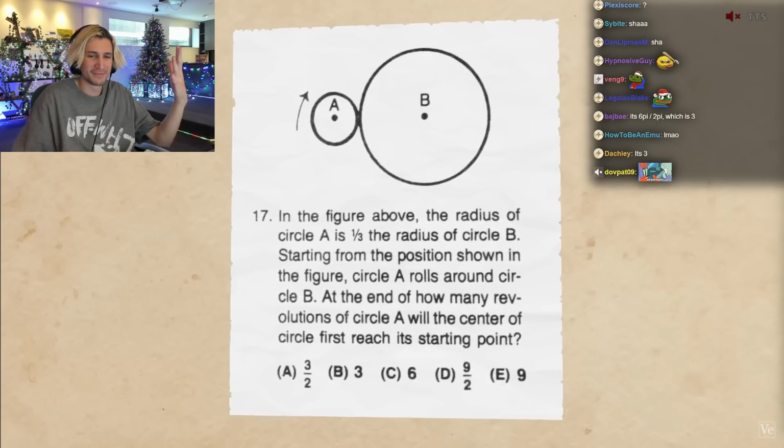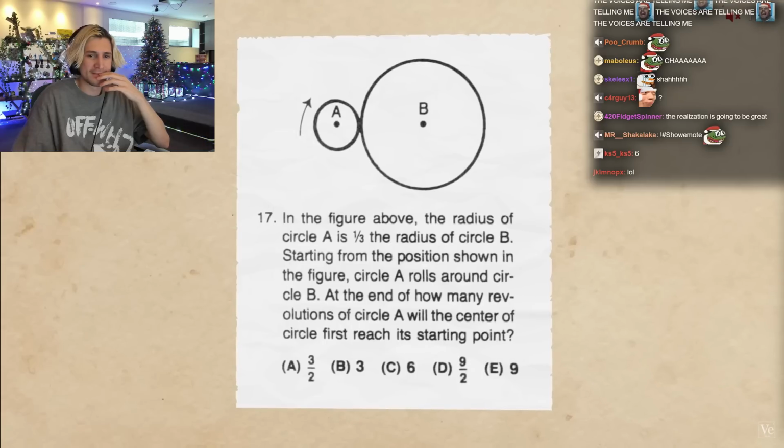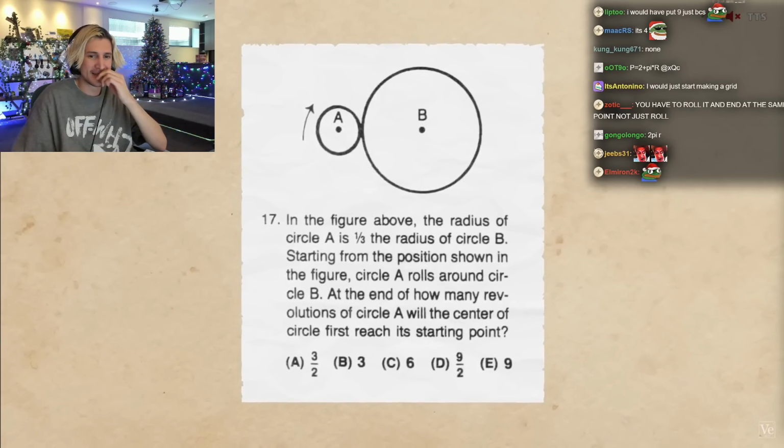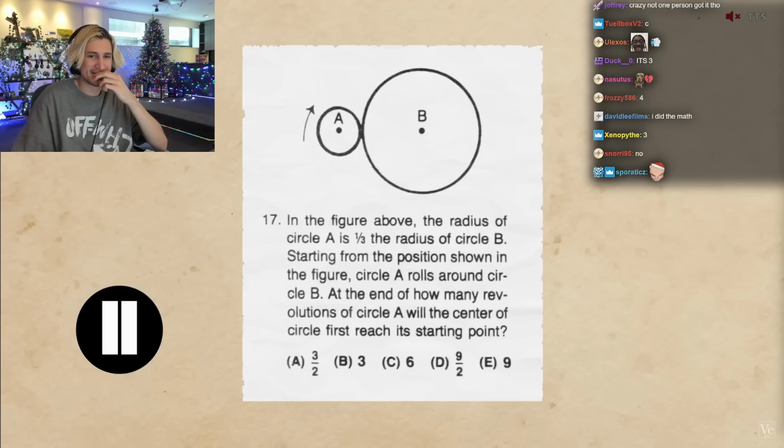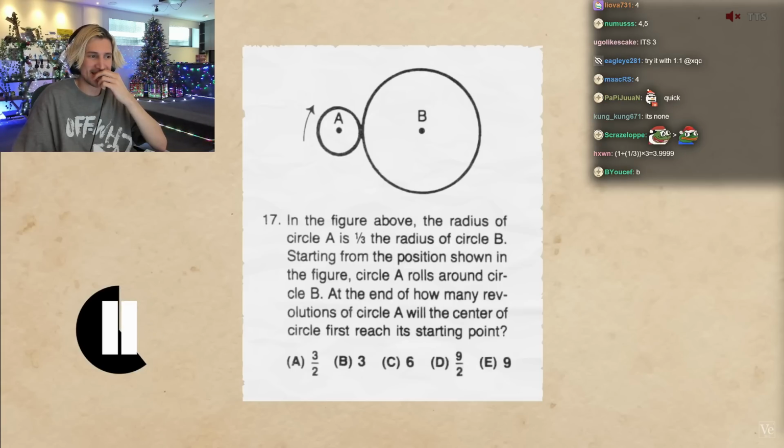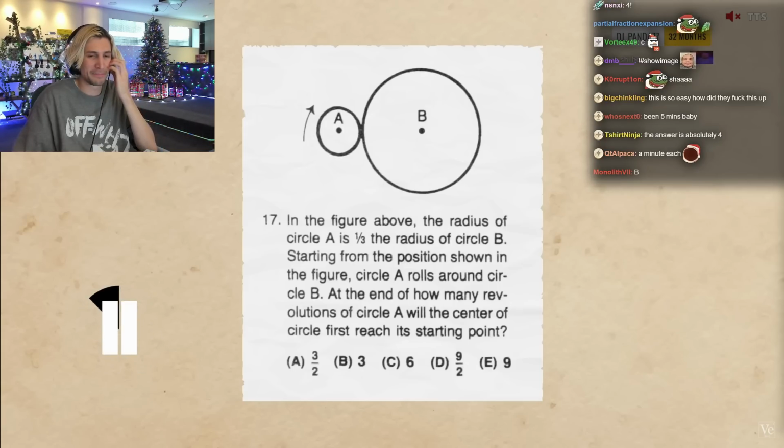SAT questions are designed to be quick. This exam gave students 30 minutes to solve 25 problems, so about a minute each. So feel free to pause the video here and try to solve it. What is your answer? I'll tell you right now that option B, or 3, is not correct.